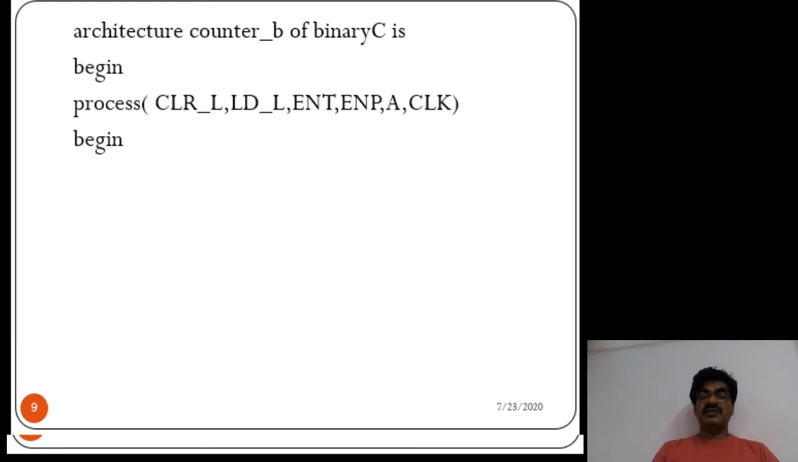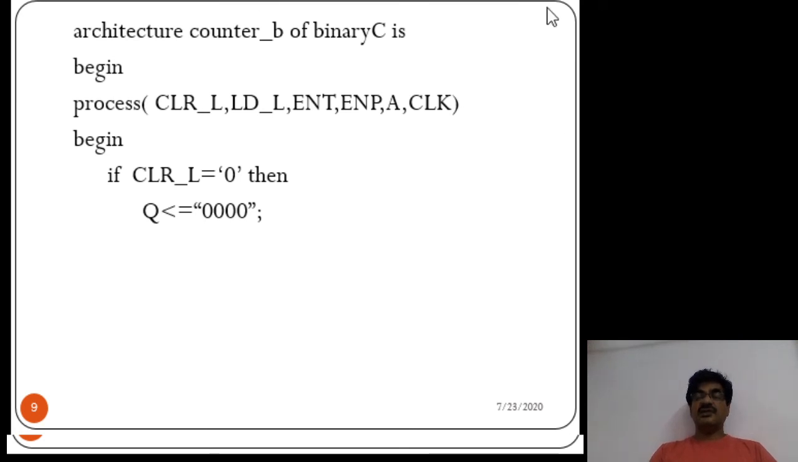After that, I am using if statements to check different input signals and to maintain proper counting. First of all, I am going to check the clear input. If the clear input is 0, then what is the expected output? It clears the counter, meaning all outputs at logic 0. Therefore, Q is assigned zeros using the signal assignment statement.